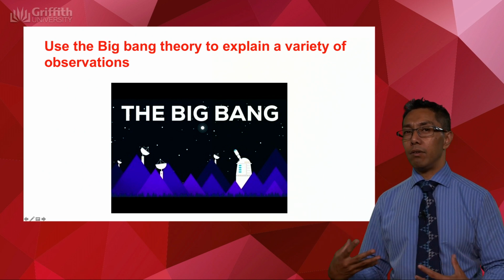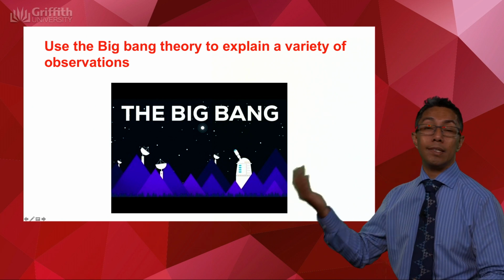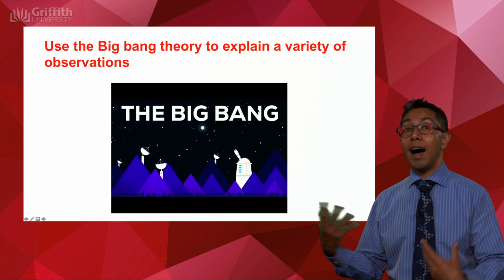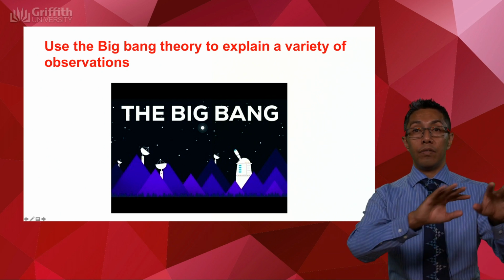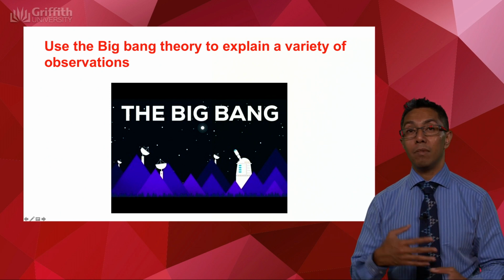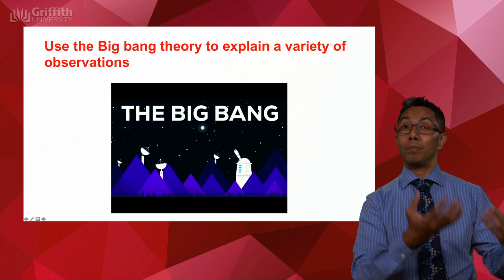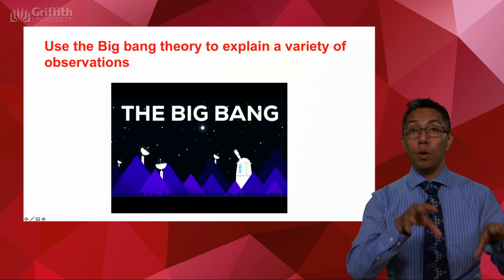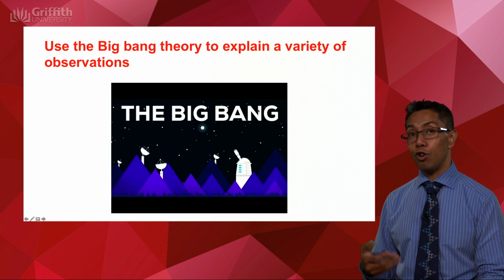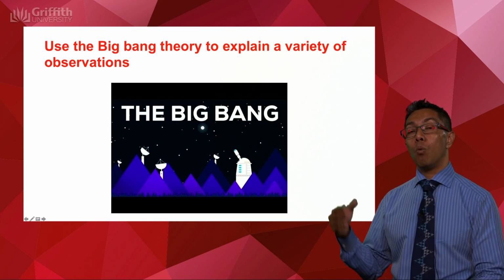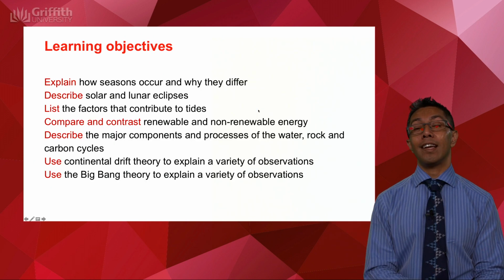So the thing with theories, just like continental drift can explain why we see plants that can't swim on different continents, why we see fossilized animals on different continents who obviously can't swim, and living animals where we do. Well, the Big Bang can do the same thing with astronomical phenomena. So go ahead, watch this video and just list the variety of phenomena that the Big Bang theory can explain.